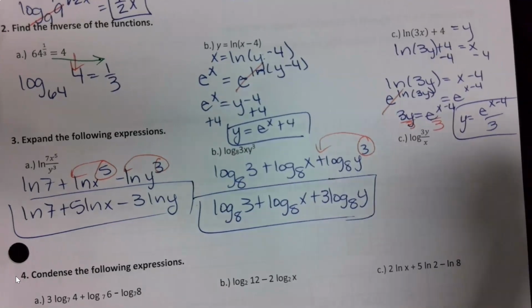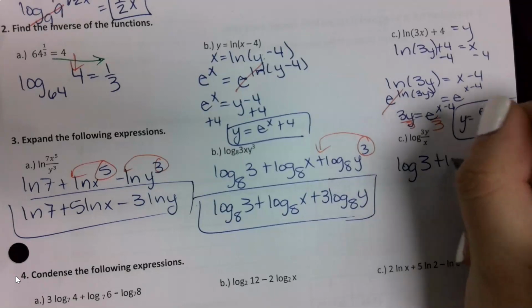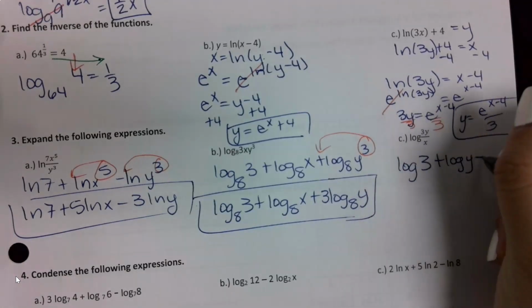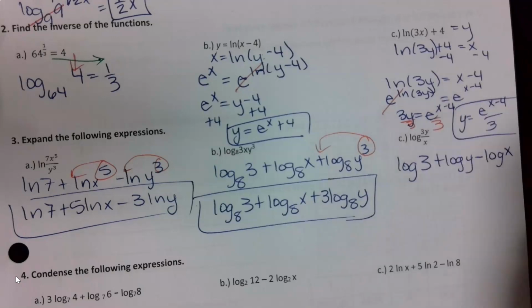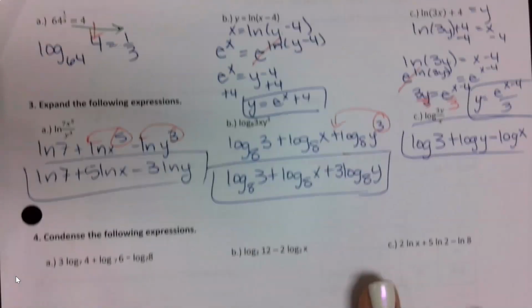On my last one, I want to split up everything. Remember, numbers get their own, so I have log 3 plus log y, because both of those are being multiplied on the top. And then my x is on the bottom, so I have minus log x. No exponents, so I'm done there.